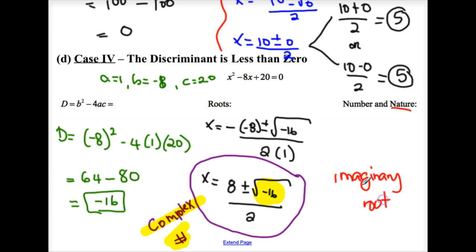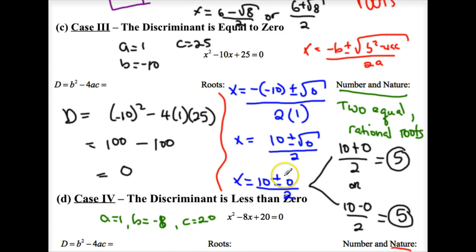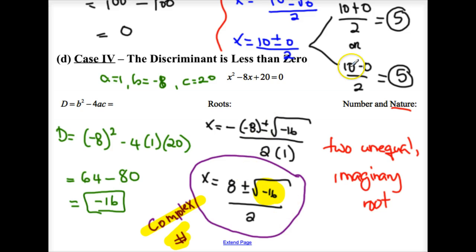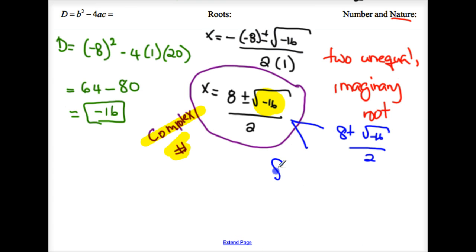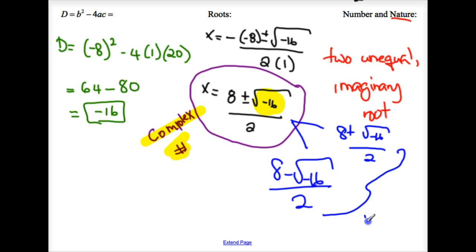Now, are they going to be equal or unequal? When we work this out, it's going to be 2 unequal roots. Remember, they're only equal in our third case, when the discriminant is equal to 0. Because if I was to break this out, just to show you why, I would have gotten 8 plus the square root of negative 16 over 2, or I would have gotten 8 minus the square root of negative 16 over 2. So it would have been 2. This is what makes it unequal.